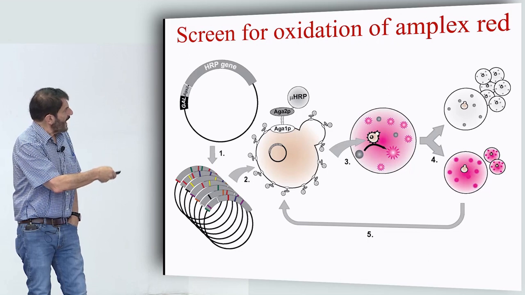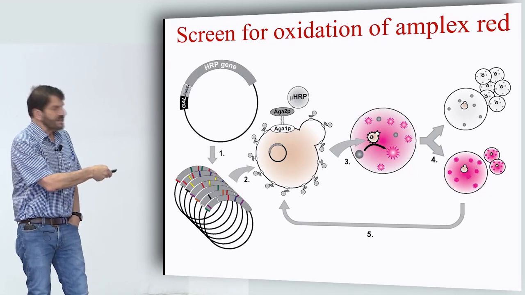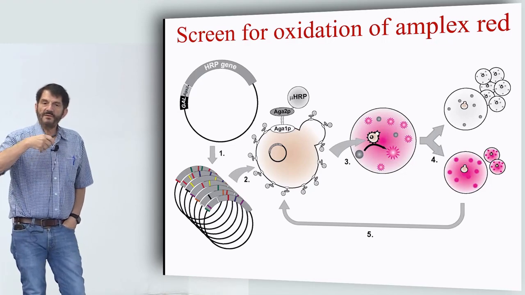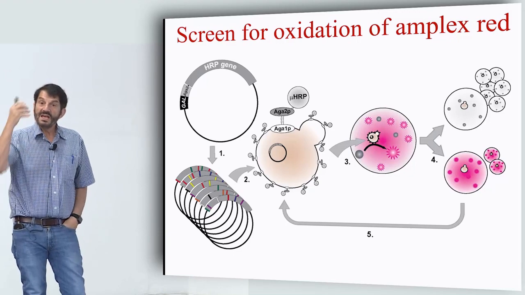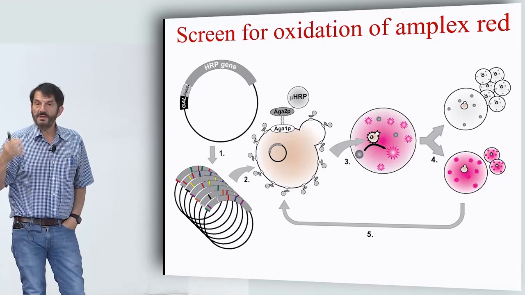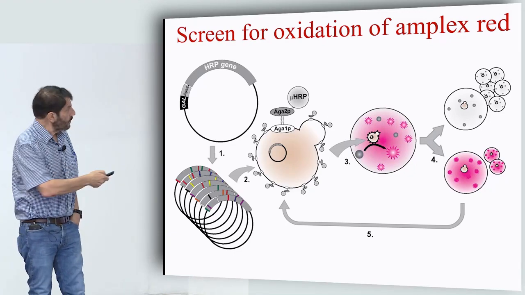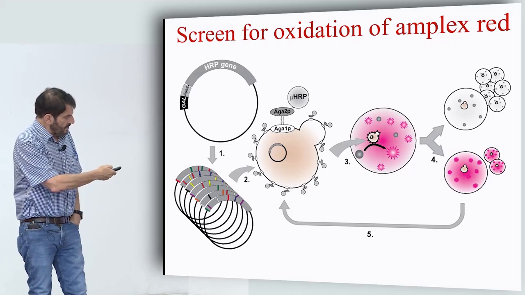You will put one plasmid per yeast. You put one yeast cell per drop, and you just ask, do I get some signal? If I add the substrate, can I see something? In most cases, you can't see anything because you put a mutation and it doesn't work. And then if it works, you sort it out.